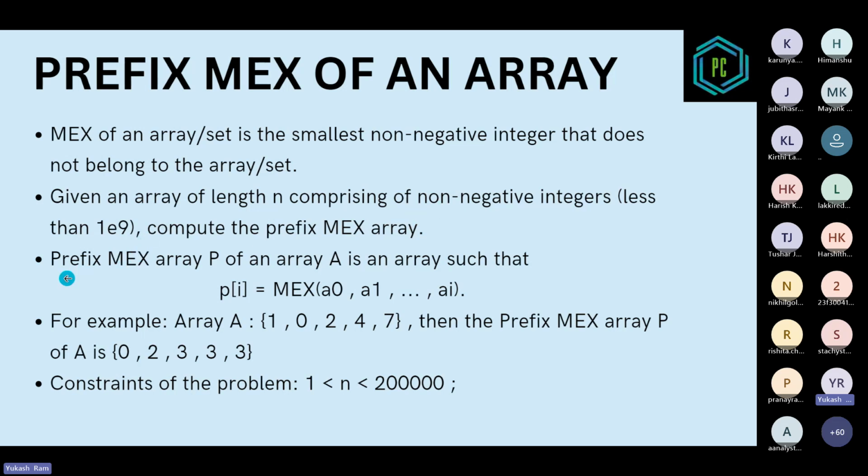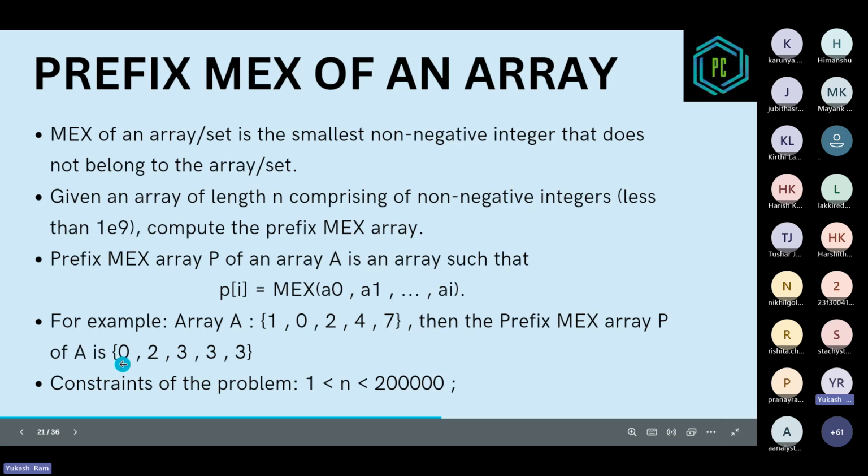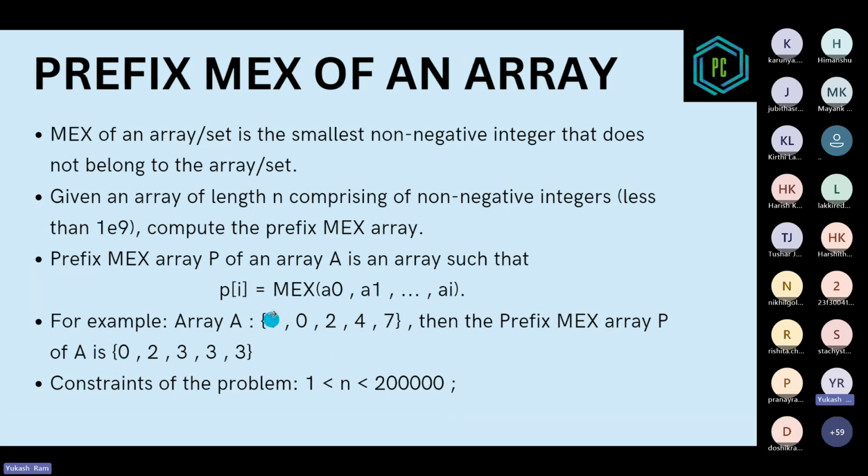So what is a prefix mex of an array? The prefix mex array is itself an array such that the ith element of the array P is the mex of the array considering only the first i elements. For example, if we have an array A with elements 1, 0, 2, 4, 7, the first element of the prefix mex array will be 0, because considering only the first element in array A, if we have to find the smallest non-negative integer that does not belong to the array, 0 hasn't appeared yet. So the prefix mex will be 0.